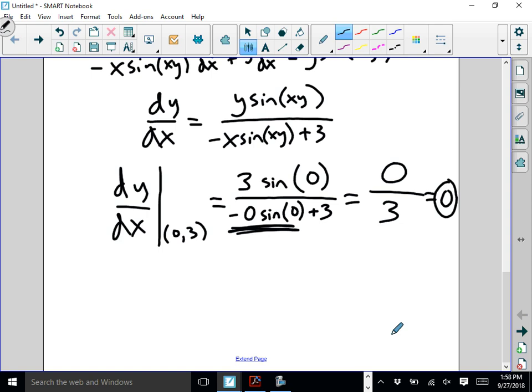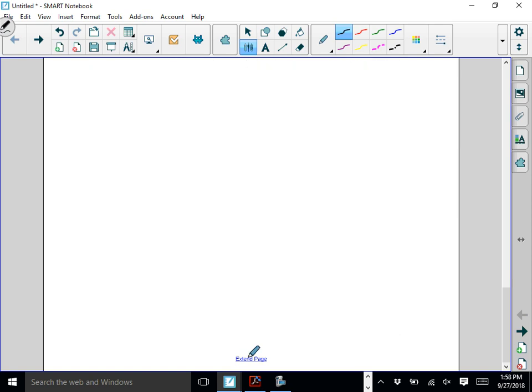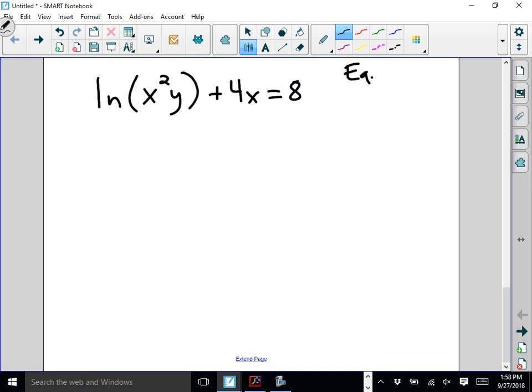Here's what we have. For this one, I want the equation of a tangent line at the point 2, a fourth.